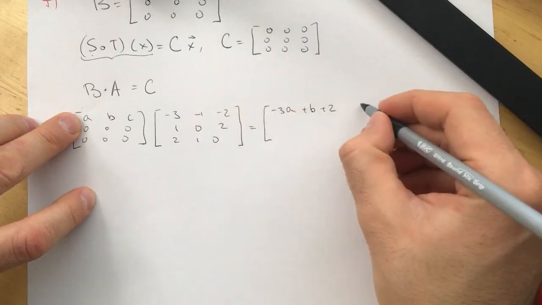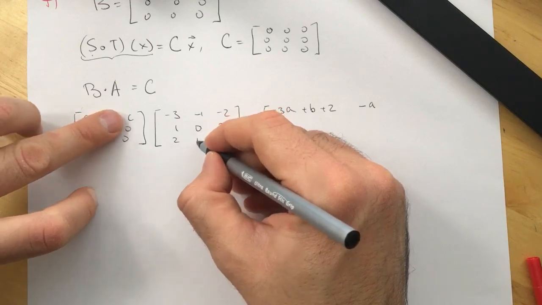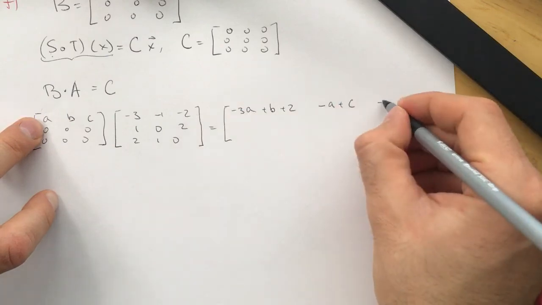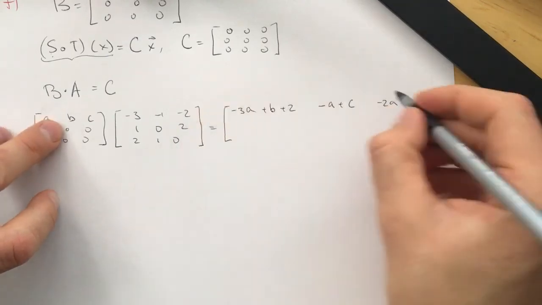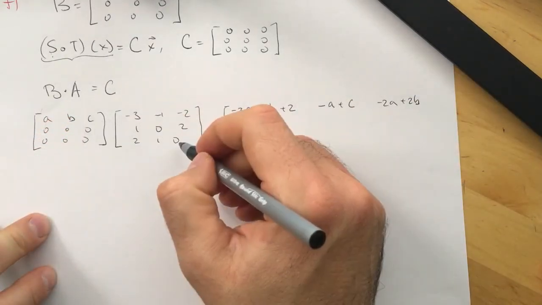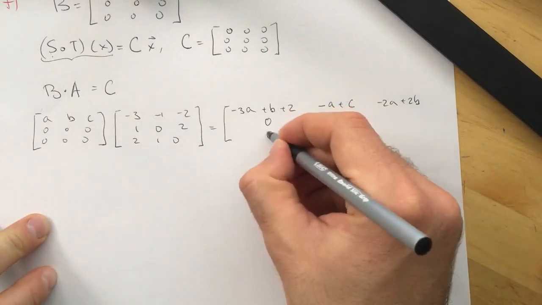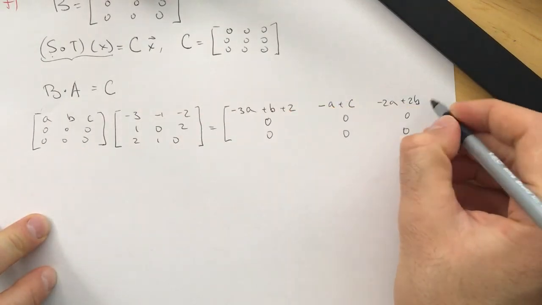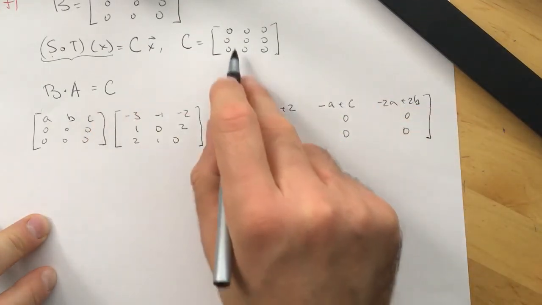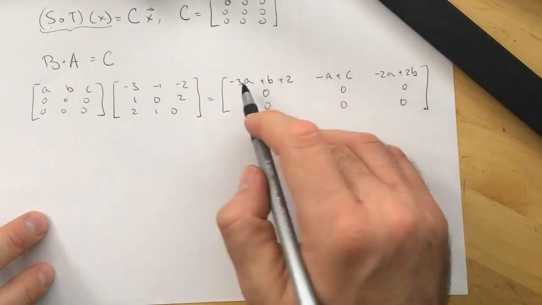First row, second column: -a plus b times 0 is 0, plus c, and then -2a plus 2b plus 0 times c, which is 0. The rest of these entries are just going to be zeros. And this matrix is the matrix C, which is the zero matrix. So basically the question is, how much are a, b, and c?